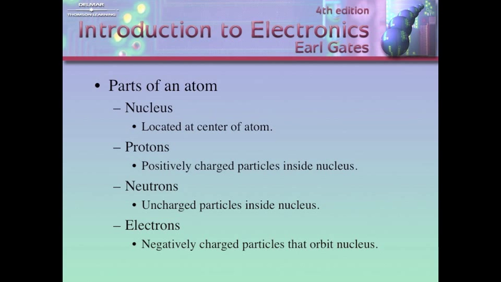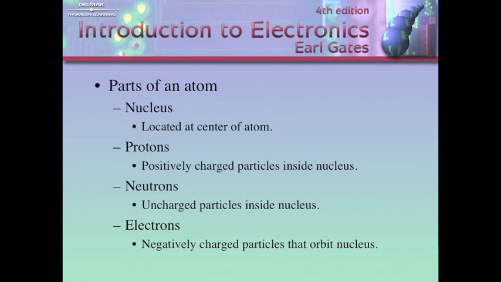Protons, neutrons, and electrons. Protons are positively charged particles that reside in the nucleus of the atom. Neutrons are uncharged particles that reside in the nucleus. And electrons are negatively charged particles that orbit the nucleus.